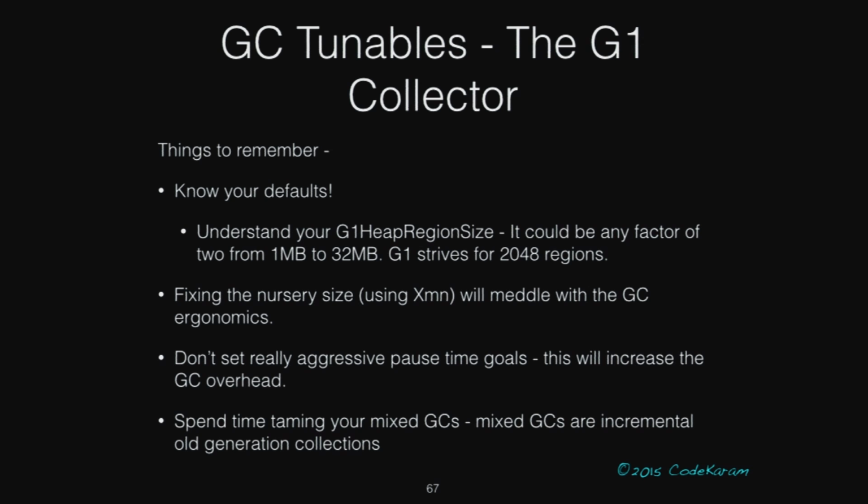So try to let the baseline be as simple as possible. Don't set really aggressive pause time goals. What do I mean by that? G1 strives to meet it. It may not be perfect. It is not perfect. So it strives to meet it. And what happens is that if you have aggressive pause time goals, it'll size the regions or add so many regions such that your GC overhead will increase. So keep that in mind. And spend lots of time taming your mixed collections. Mixed GCs are incremental old generation collections, and try to get them to work in your favor.